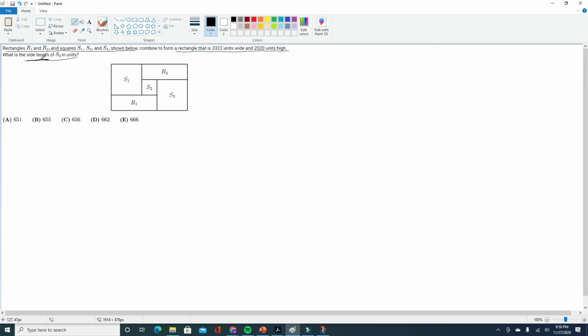So they use capital S1, capital S2, capital S3 to denote the squares themselves. But for our sake, let's represent the side lengths of each of these squares as lowercase s1, lowercase s2, and lowercase s3. So doing that, we see that lowercase s1 plus lowercase s2 plus lowercase s3, these 3 sides are equal in length to the long side of the rectangle. And we know that this long side of the rectangle is 3,322 units. So we can write this first equation: S1 plus S2 plus S3 is equal to 3,322.